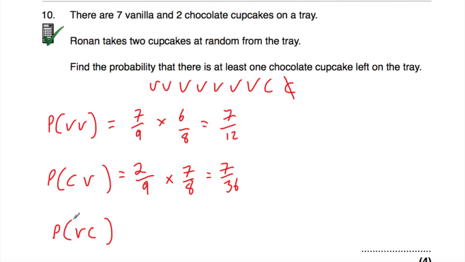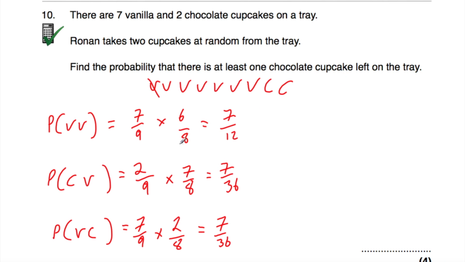And then finally a vanilla and then a chocolate. Well, let's put that chocolate one back in. The probability that the first cupcake is vanilla will be 7/9. And then we're going to multiply that. So if the vanilla one's been taken out, then the probability the next one is chocolate will be 2 out of 8, so 2/8. And then if we work that out, 7/9 multiplied by 2/8, that's equal to 7/36. So that's fantastic. We've now worked out the probability of all the options that would leave one chocolate cupcake left on the tray.